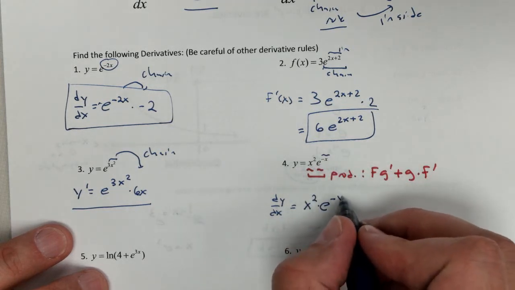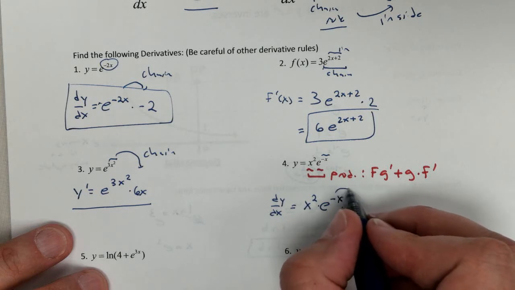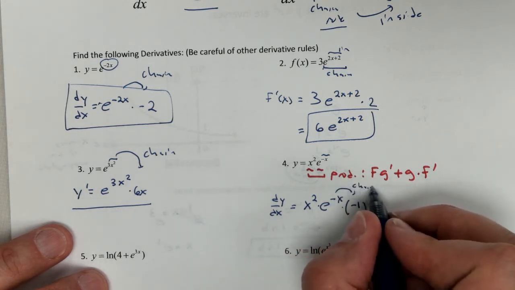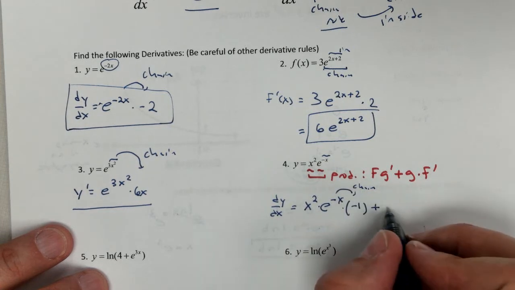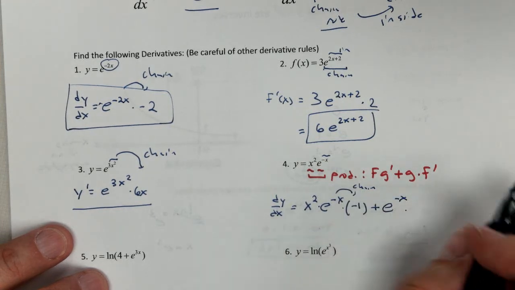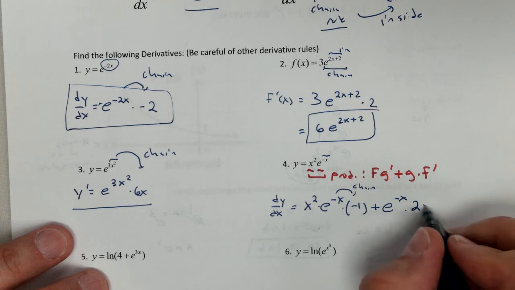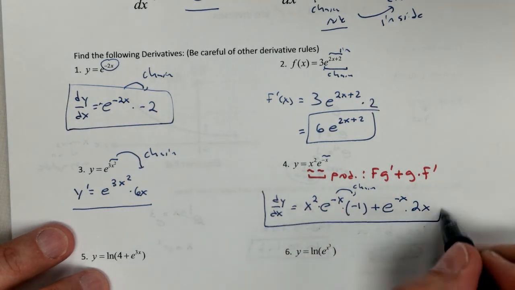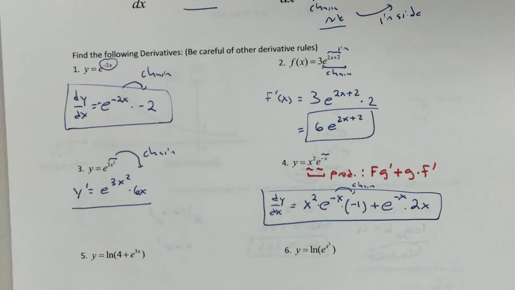E to the negative x times, what's the derivative of negative x? Negative 1. Don't forget your chain rule right there. Plus the second, e to the negative x, and then what's the derivative of x squared? Dos equis. Stay nerdy, my friends. And there's your derivative. That's it. Piece of cake. Easy as pie.